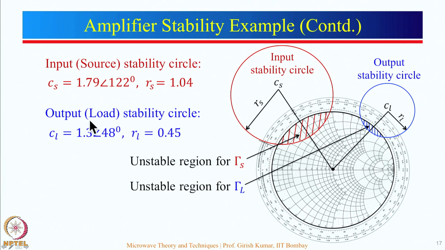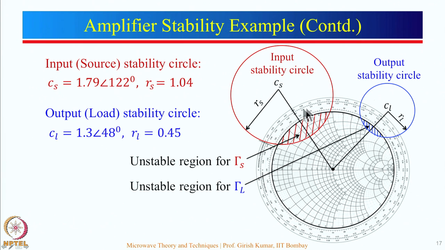Now, let us just look at the output stability circle. So, we have to locate the center. So, again this one here is at an angle of 48 degree. So, draw a line at an angle of 48 degree, then 1.3 minus 0.45. If you see the difference of this particular thing, the difference is about 0.85. So, if this is 1, note down what will be 0.85, locate this particular point and approximately draw this particular arc or circle. Now, this is the unstable region for gamma S, this is the unstable region for gamma L.